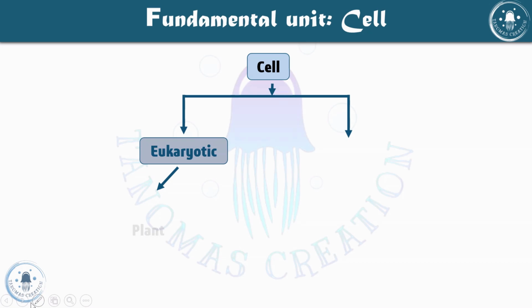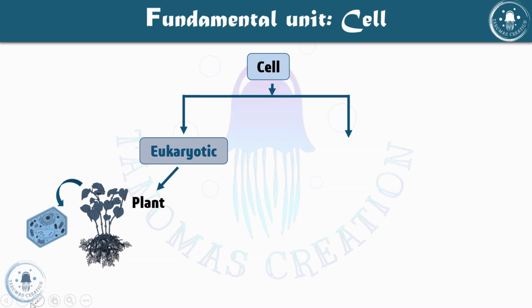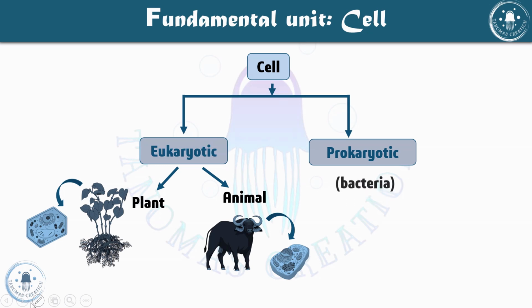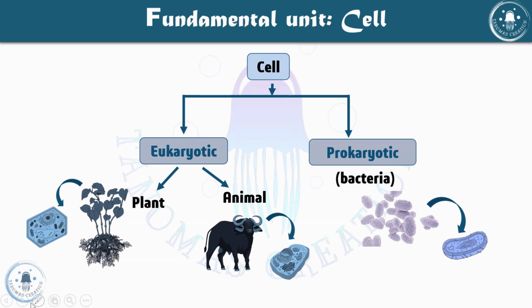Right. So in eukaryotes, we have a plant, and this is the plant cell. And there's the animal, this is the animal cell. And in prokaryotes we have bacteria, which have the bacterial cell. So in this video we are going to learn about the cells of the eukaryote. We will study the cell organelles that are common in plants and animals and that are different in plants and animals.